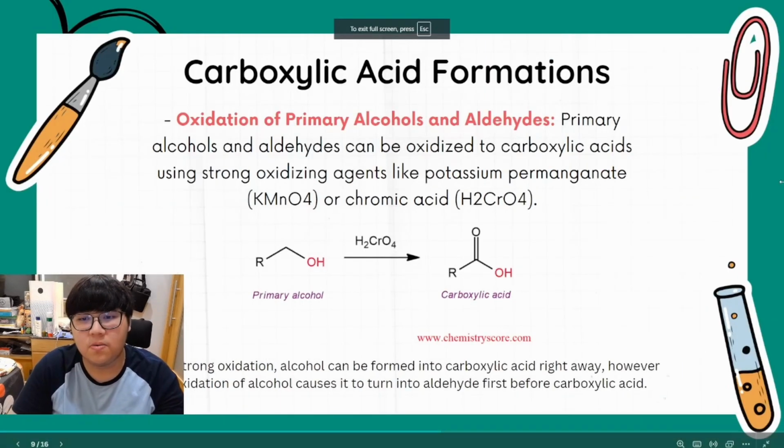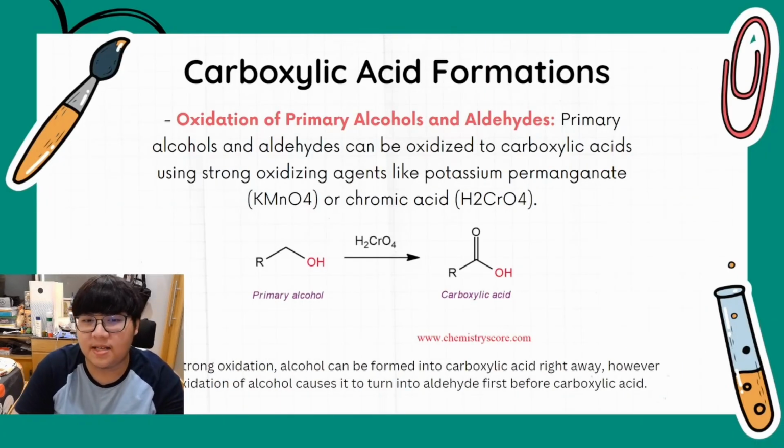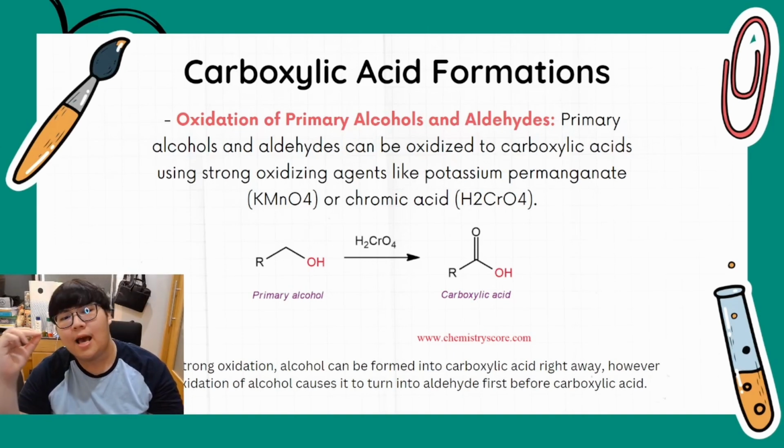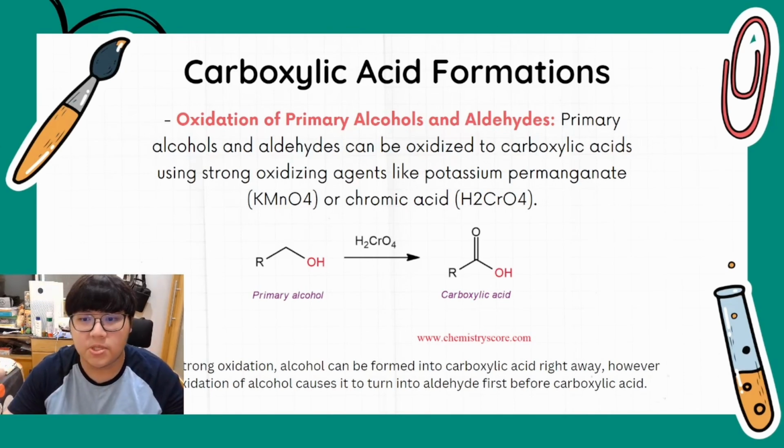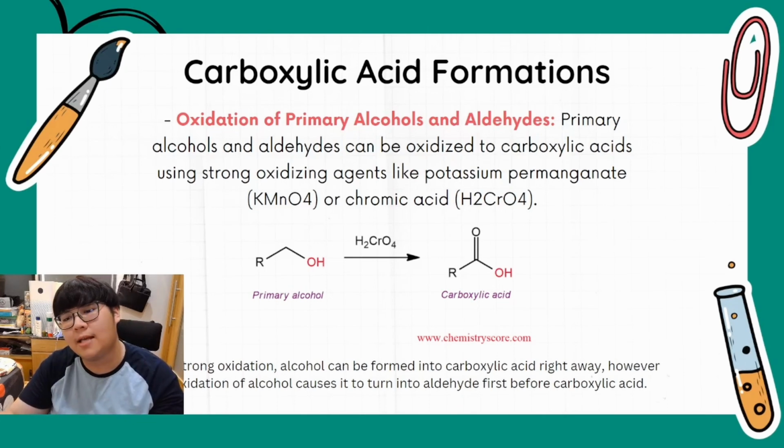Now I'm going to talk about the reactions involving carboxylic acid. First off, how carboxylic acid is formed. One of the ways that carboxylic acid can be formed is through the oxidation of alcohols or aldehydes. Primary alcohols and aldehydes can be oxidized to produce carboxylic acid using strong oxidizing agents like potassium permanganate or chromic acid. Through strong oxidation, alcohol can be formed into carboxylic acid right away, but through slight oxidation, alcohol will first turn into aldehyde before more oxidation occurs, which will convert the aldehyde into carboxylic acid.